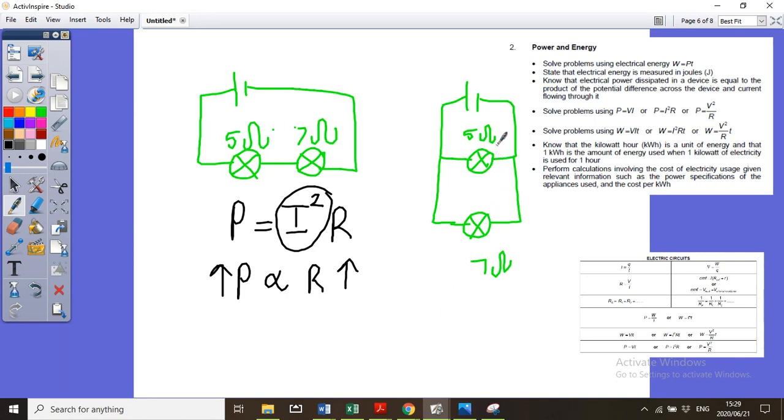But again, if they ask you to use a relevant equation to explain this, this time we've already said that the voltage stays constant. So the best equation to use when you are comparing the power of those two light bulbs will be V squared over R.